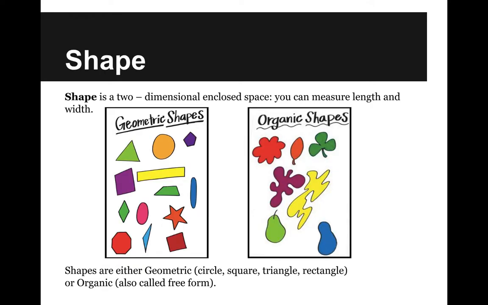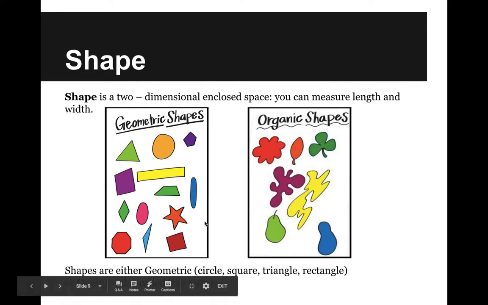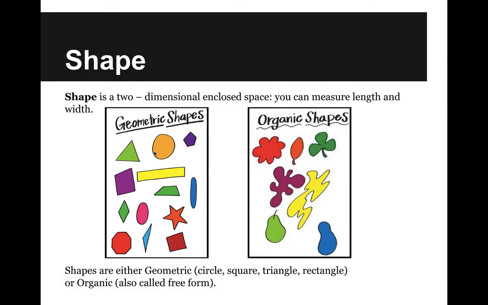And we have shape. So shape and form are together in your notes, and that's simply because they have a lot of similarities, but we're going to start with shape first. So shape is a two-dimensional enclosed space, so the shape has to close, otherwise it's just a line, and it's two-dimensional, so it only has two dimensions. You can only measure length and width, so those are your two dimensions. And they have two different categories. They are either geometric or they're organic.